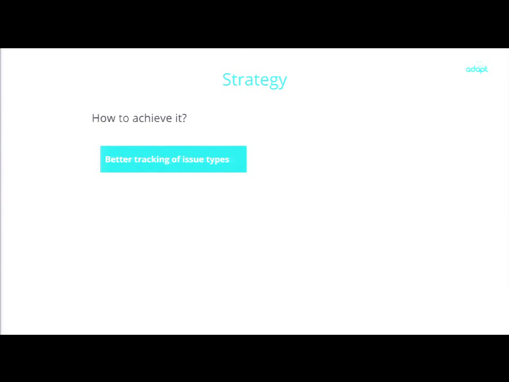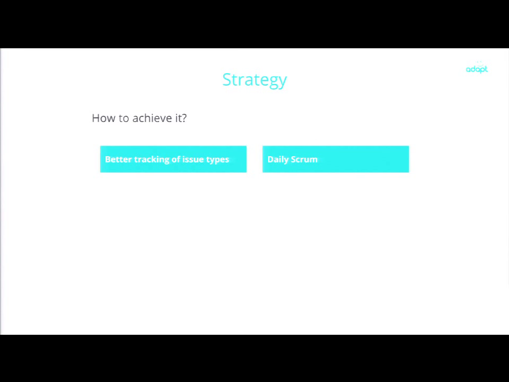Everything was registered on the user stories. So try to split out the issue types into user stories, administrative tasks, and technical tasks, so we can see where we are spending our time. Next thing is we implement a daily scrum.